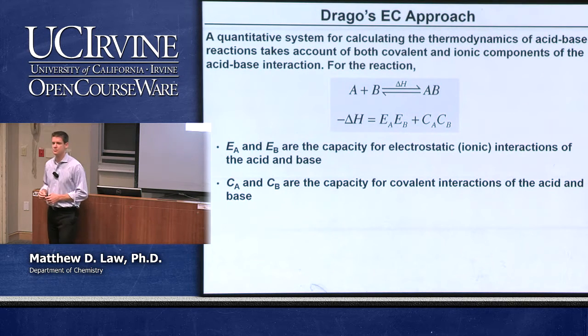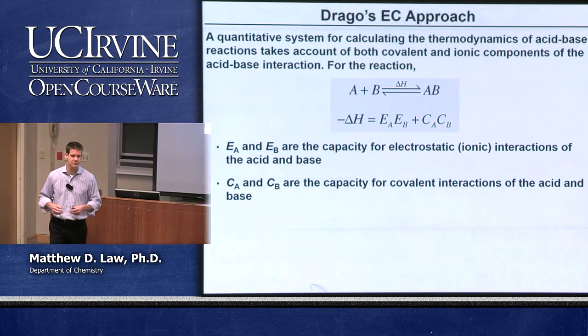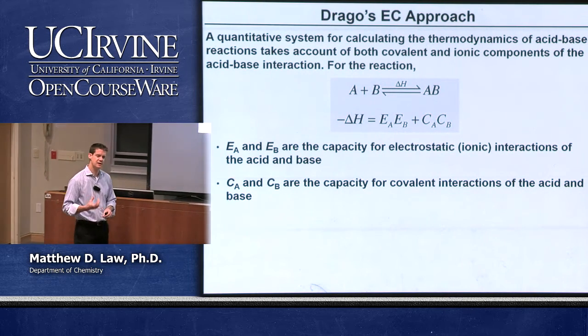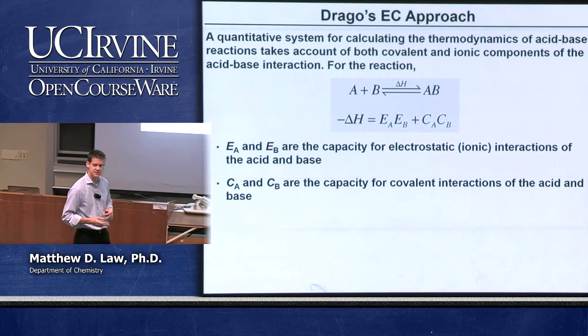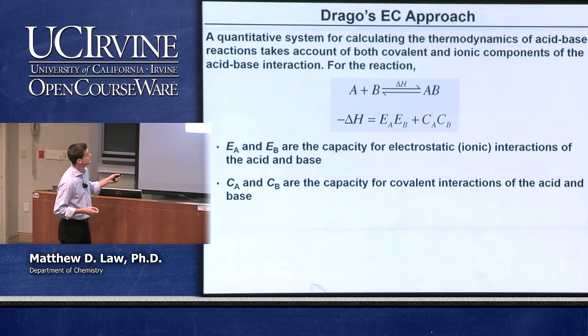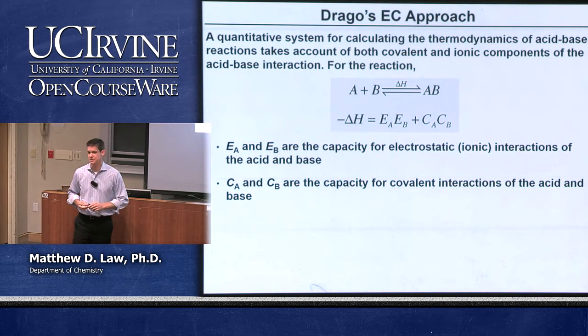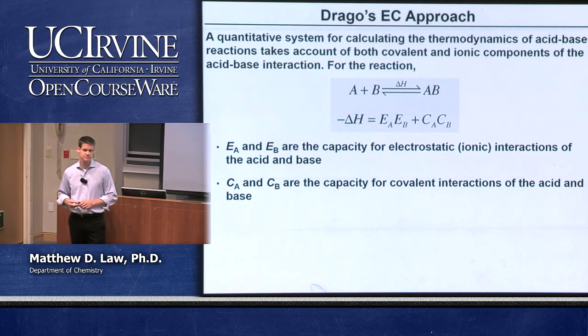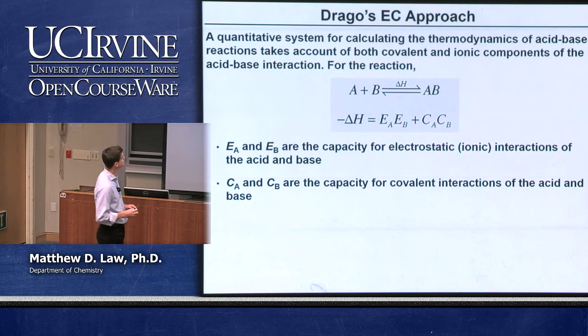Okay, so there's another approach that we can get a little bit more quantitative using the same sorts of ideas about covalent tendencies and ionic tendencies. This is called Drago's electrostatic-covalent approach. So the EC approach: electrostatic contributions, covalent contributions.